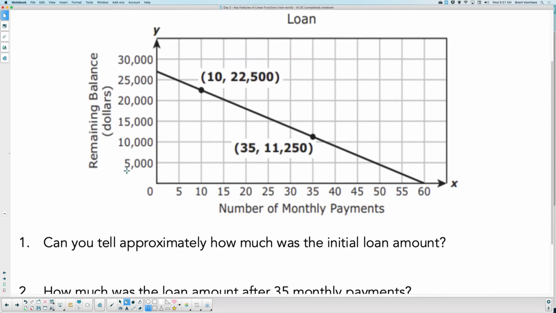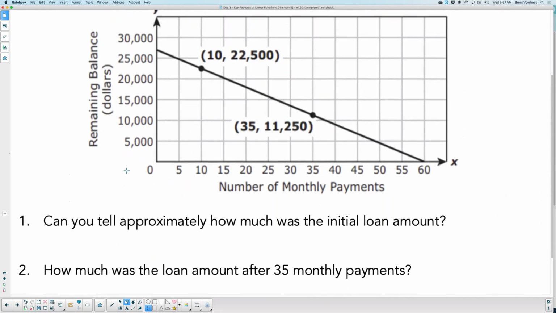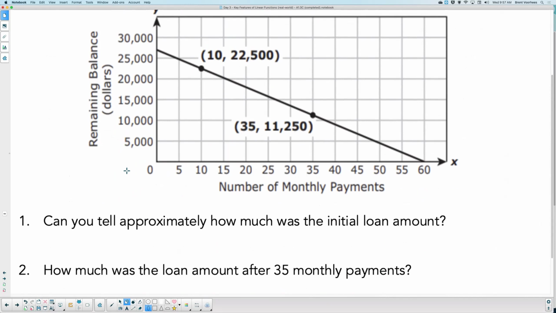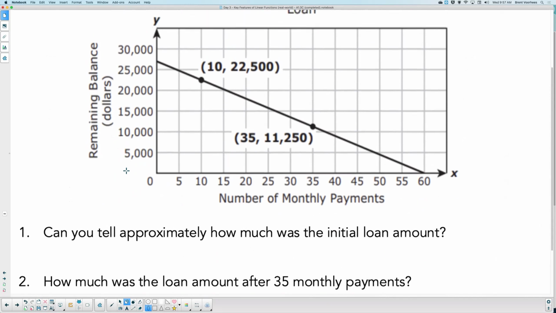Okay? First question. Can we tell approximately how much the initial loan amount was? Could you be able to tell me what the initial loan amount was, or approximately? That means kind of guess. What do y'all think? Ivan, do you think you could figure out what the initial loan amount was roughly?